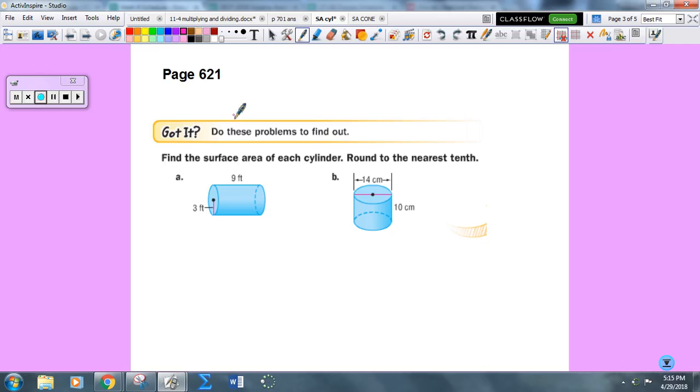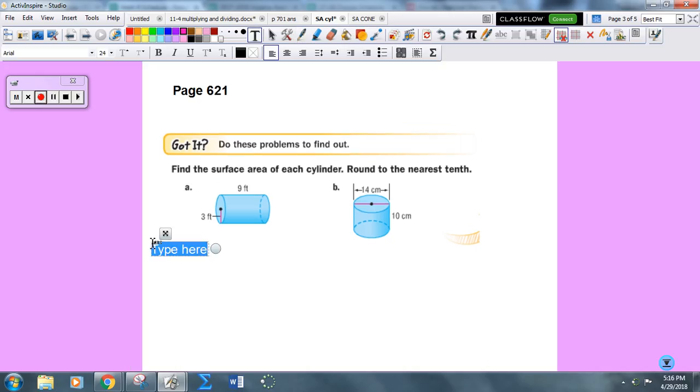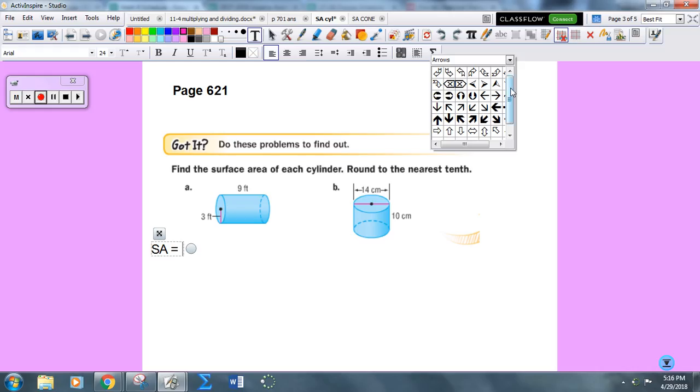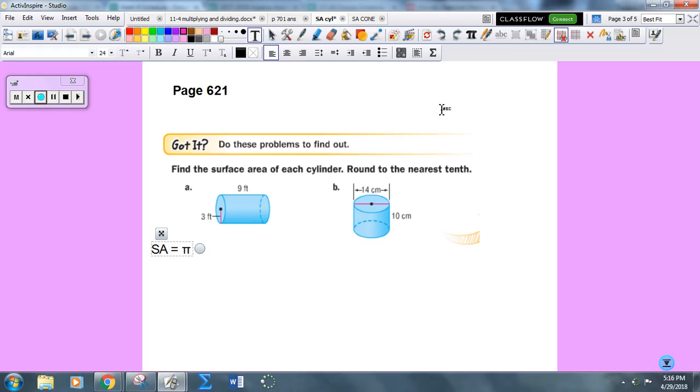So turn to page 621. I'm going to do letter A, and then I want you to pause and try letter B on your own, and then we will move on. So, first thing we need to remember is surface area is, need the symbol for pi. It's a Greek letter, so it's pi, and actually it's 2 pi rh plus 2 pi r squared.